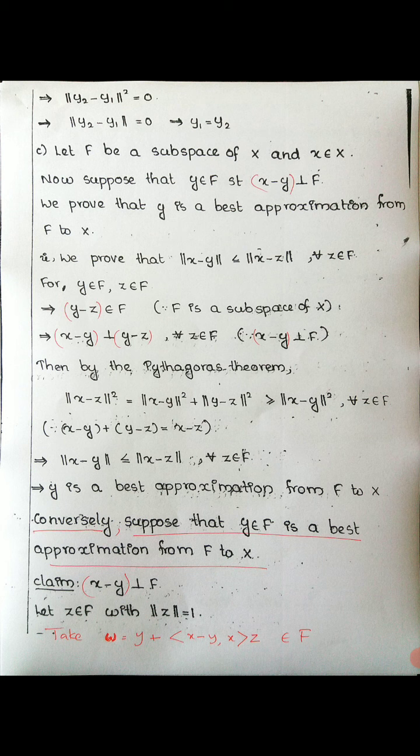Part C. What is part C? Let F be a subspace of X, and x is an element of X. As an element x is taken, take one more element y in F in such a way that x minus y is orthogonal to F. What we have to prove? We have to prove that y is the best approximation from F to x. Instead of E, we have taken here F as the subspace of X. So we have to prove that norm of x minus y is less than or equal to norm of x minus z for all z in F.